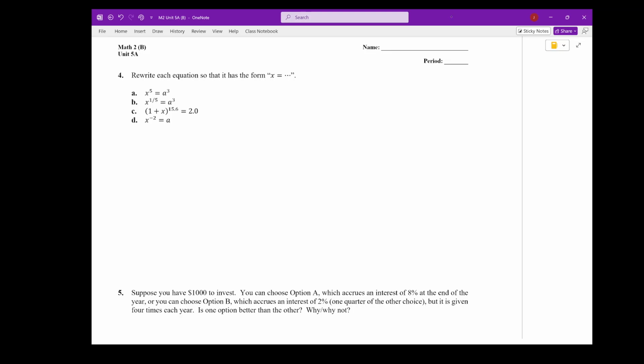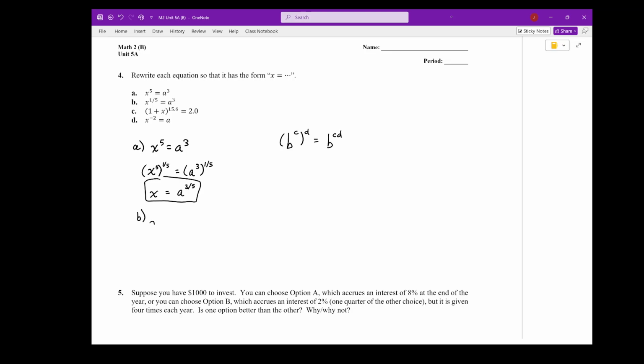So, okay, x to the fifth equals a cubed. If we want to isolate x, we've got to get rid of that fifth power. So if I rewrite this as x to the fifth and raise it to the 1/5, then I've got to raise this side to the 1/5. And if you remember, if I raise a power term to another power, that's the same thing as multiplying them. So this is going to be just x right here. In fact, that's the whole point of raising it to the 1/5. So it becomes x to the first, so it's just x equals a to the 3/5. So there's the first one.